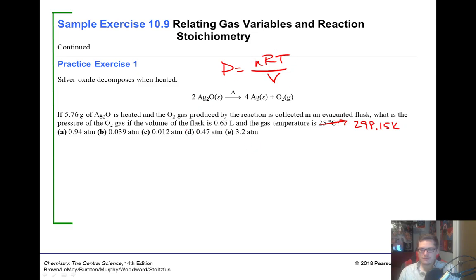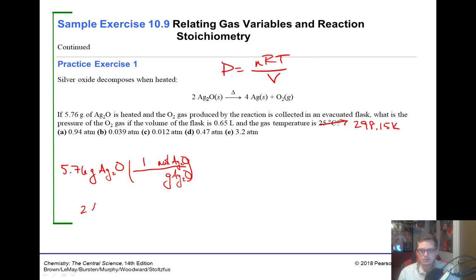So if we can figure out how many moles of O2 gas we form, then we're good. All right. Well, we can do that. So we know we have 5.76 grams of silver oxide, 5.76 grams of Ag2O. Okay, and we're going to be converting that into moles of silver oxide, right? Because we need to use that to use the mole ratio to get moles of oxygen. All right, so we'll set up our thing here. So we've got grams of Ag2O here, moles of Ag2O here. So now we've got to figure out the molar mass of silver oxide.